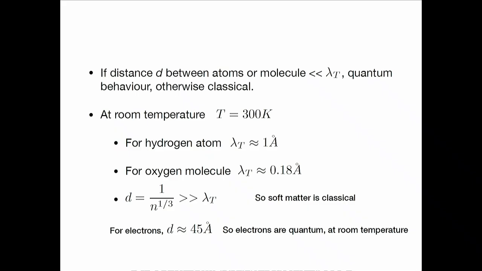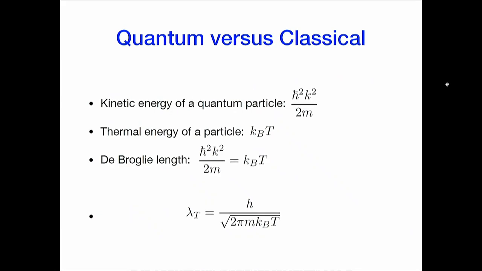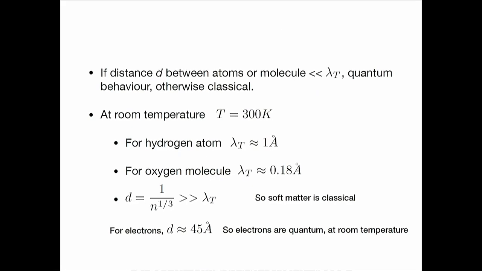So if you look at room temperature, 300K, for hydrogen atoms you can calculate, and you find that the de Broglie length is 1 angstrom. You see that the de Broglie length goes like 1 over square root of m. So the larger the mass, the smaller the de Broglie length. So heavy particles are less quantum than light particles. So for hydrogen atom, it's 1 angstrom. For oxygen molecules, it's 0.18 angstroms, sorry.